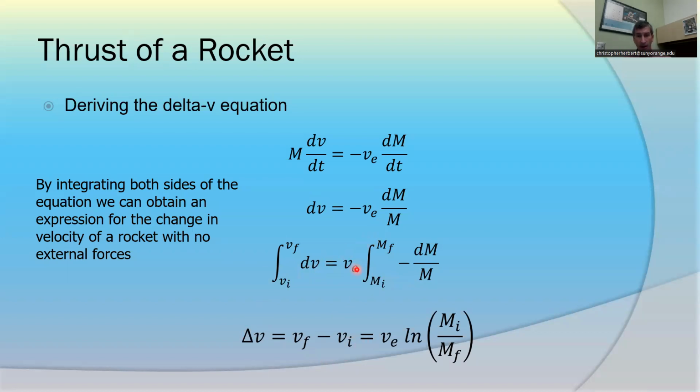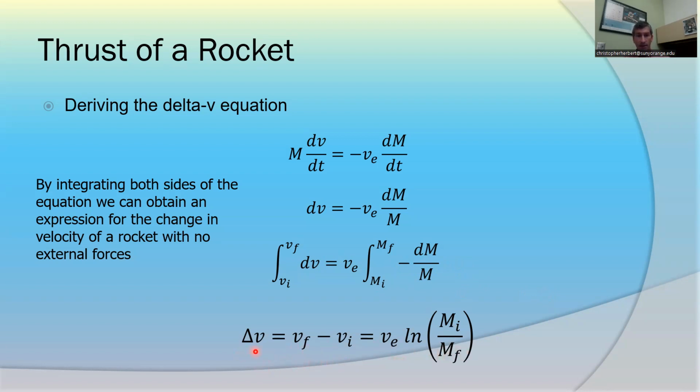On the right-hand side of the equation, whenever I take the integral of 1 over some function, I get the natural log. Now notice my two boundaries, my initial and final parts, have actually switched. So I will have the natural log of the initial mass minus the natural log of the final mass, and then I can just write that as the natural log of mi over mf. And this is what's known as our rocket equation.